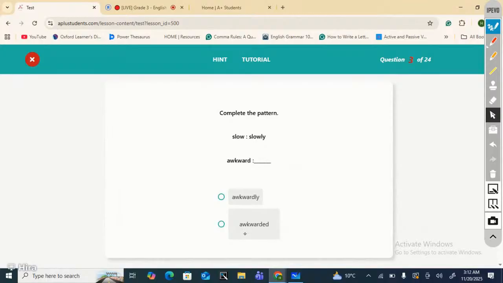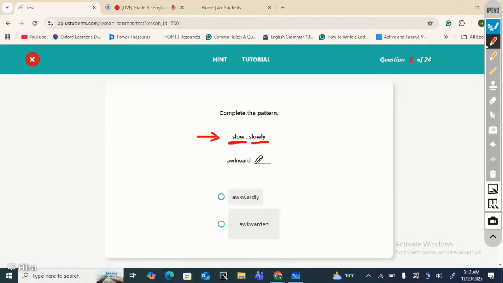Okay, now in this one, the first analogy, word pattern analogy, is slow because it's a pair of words. Slow, slowly. A person, someone who is slow, acts slowly.